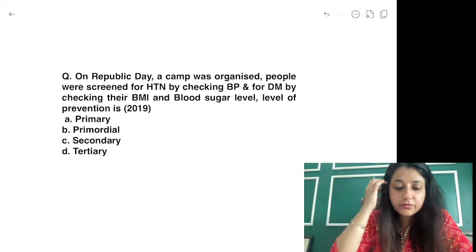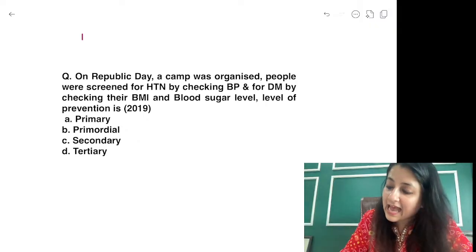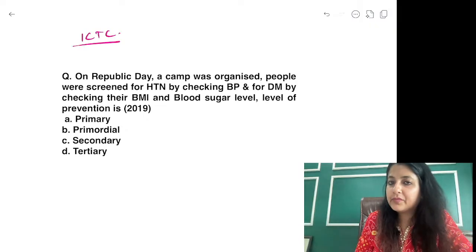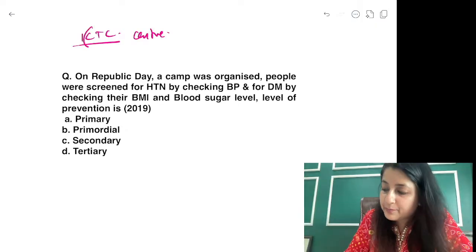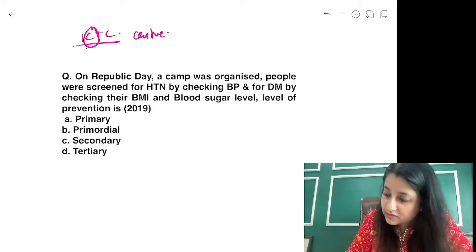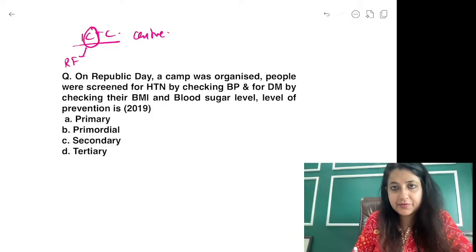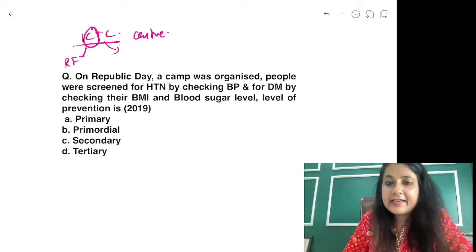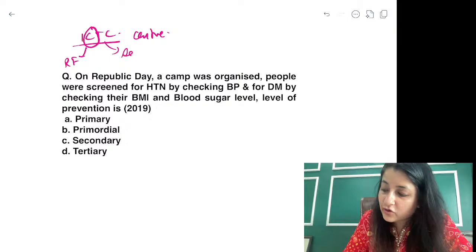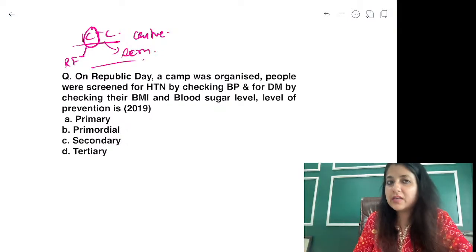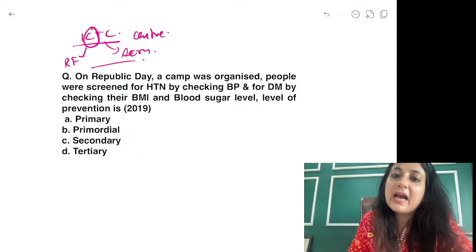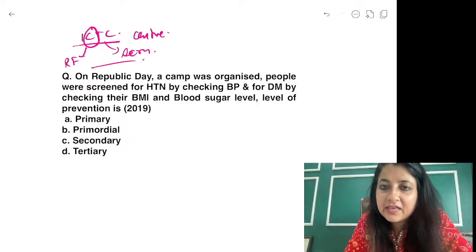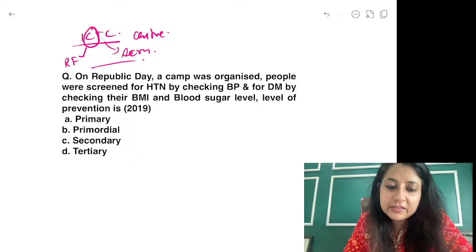Here, the question was about the ICTC center, guys. ICTC center is a setup where we provide two things. Counseling is done for risk factor behavior. Treatment and testing is done for screening. Therefore it was primary and secondary. Now suppose I'm counseling a person who has already suffered a heart attack, then that will not be primary. So be very careful with the question.